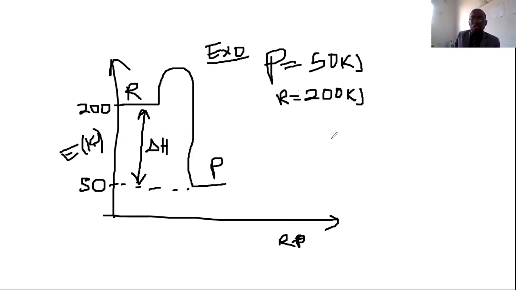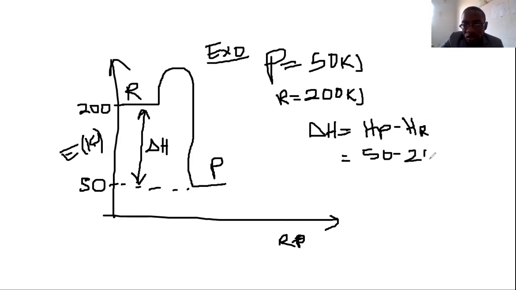So to calculate the enthalpy change, we say the enthalpy change of this reaction is equal to the energy of the product minus the overall energy of the reactants. So that is a formula that we use. Therefore, we'll say 50 minus 200, and this will give us a negative 150 kJ. So our interest here is the negative sign.